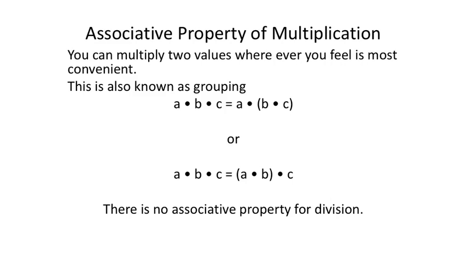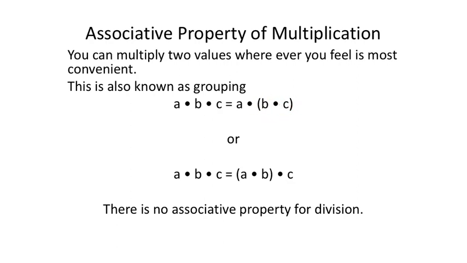Now that we've seen the commutative property, just like we saw with addition, now we see the associative property, okay? So you can multiply two values wherever you feel is the most convenient. This is a better application. If you say A times B times C, and for some reason you wanted to do B times C first, you could rearrange it and use the commutative property, but if you just want to use the associative property, you could do that as well.